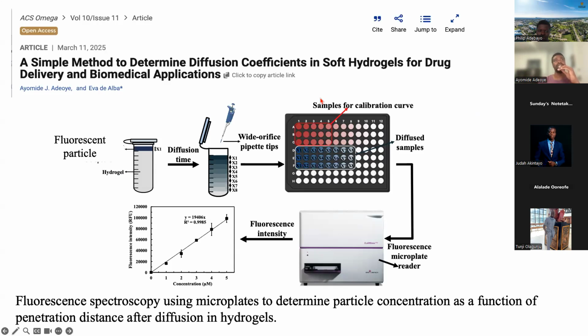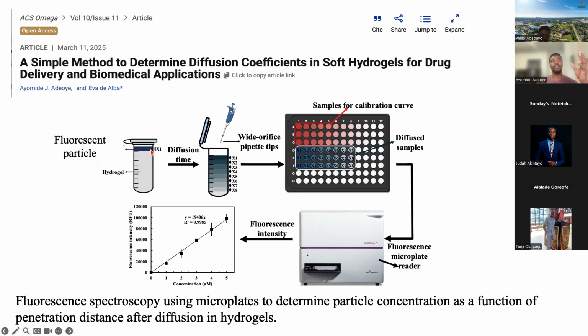So as I said, I'm trying to develop a method that could be used to determine how particles diffuse in hydrogel. I know there are different methods that have been developed, but I want to propose a new method. And this is how it works. I make my soft hydrogel in something like an Eppendorf tube. Then I add my fluorescent particle. I just add the dye into it.